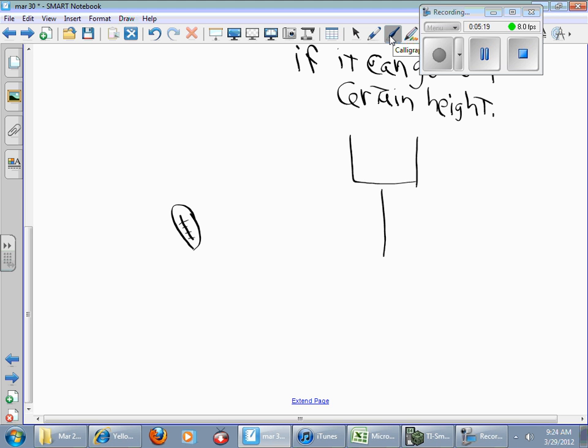Now, you want the ball to go through the goalpost, right? It might take that path, or it possibly could take a path like this, where it's not actually going to go through the goalpost. You want to see if it can go high enough.